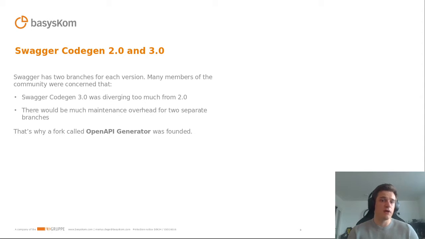But before we go there, we want to take a look at the Swagger code generator. There are two branches for each version of the OpenAPI specification. So there is a Swagger code generator for OpenAPI 2.0 and 3.0.